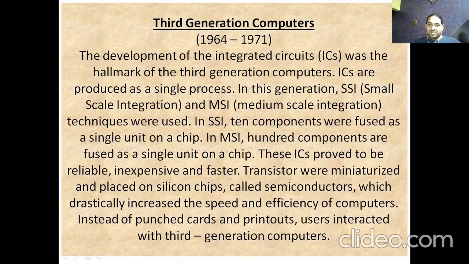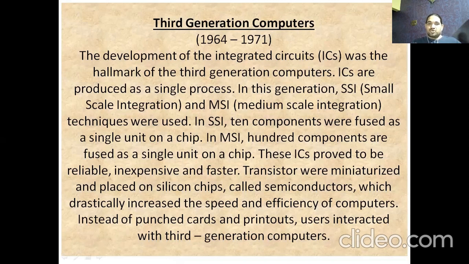And what happened? The chip material was available very easily, so it was less expensive and the speed of the computer also increased. Transistors were miniaturized and placed on silicon chips. So slowly silicon chips came. Silicon, you all know very well.